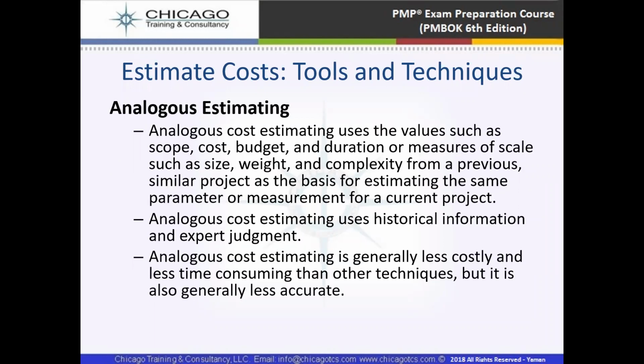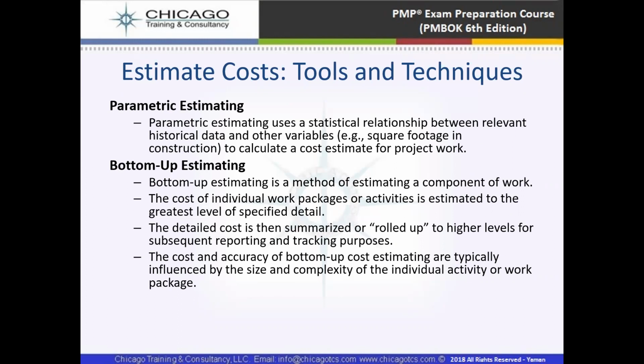Parametric is an advance on analogous estimation. We will use statistical relationships in analogous estimation to calculate parametric estimation. It means parametric estimation is equal to analogous estimation plus statistical formulas. It is going to give us parametric estimation. And then bottom-up estimation: we are going to calculate item by item from a detailed level of estimation, and then we are going to roll up to the summary level. This is how we estimate in bottom-up estimation. I hope it is clear.